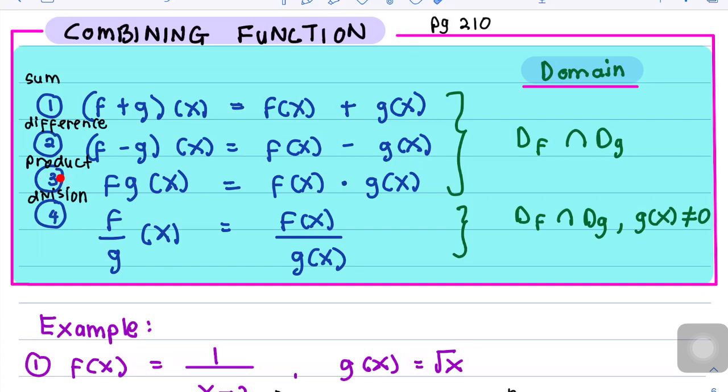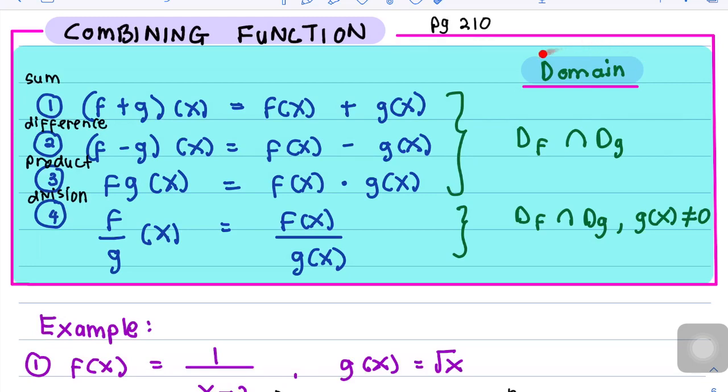The product function, when you have the multiplication of the two functions, f times g, it is also equal to the function f(x) times the function g(x). And the last one, when you have the division, f over g, it is f(x) over g(x).